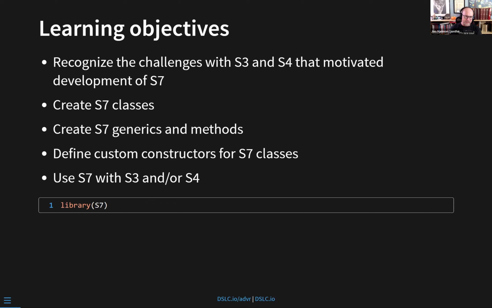All right. So our learning objectives today, I wrote out a bunch of stuff and trimmed these down to the core. First, we're going to talk a little bit about the challenges with S3 and S4 that motivated the development of S7. We're going to see how to create S7 classes and then S7 generics and methods. We are not going to define custom constructors for S7 classes, because it's the slide I was going to go back to and never did. We'll probably end up talking about it a little bit, and how you can use S7 with S3 and or S4, how it can fit in.